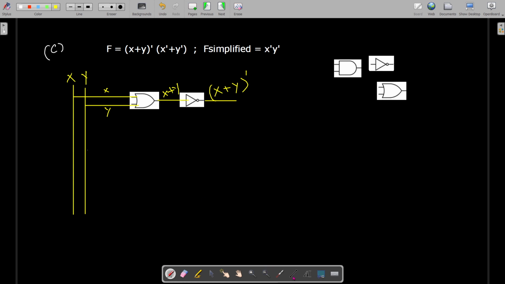Now we draw the logic circuit for this second term. So it is x dash first. So take the connection out of this x and give it to one inverter. Then take the connection from this y line and again it is to be given to another inverter or NOT gate and the output is taken out of this. So here it is x dash and here it is y dash. These two are actually combined using plus operator, that is an OR gate is required, isn't it?